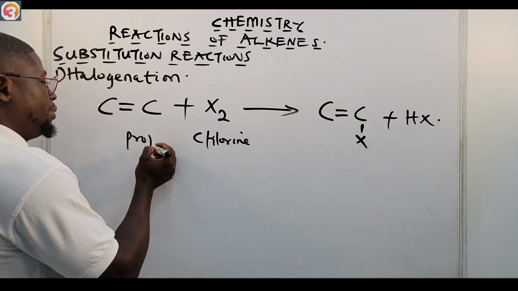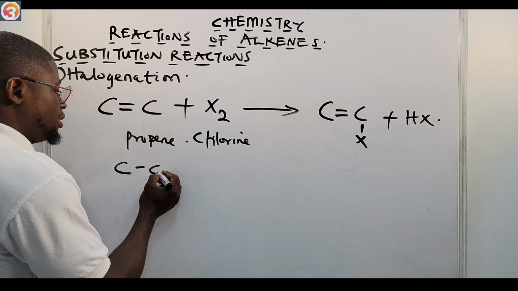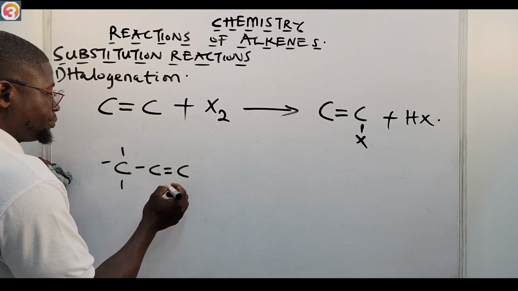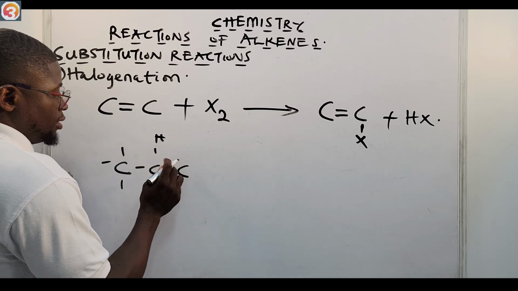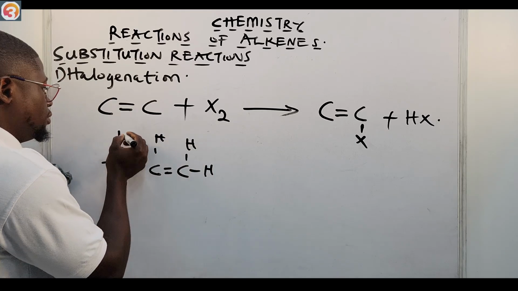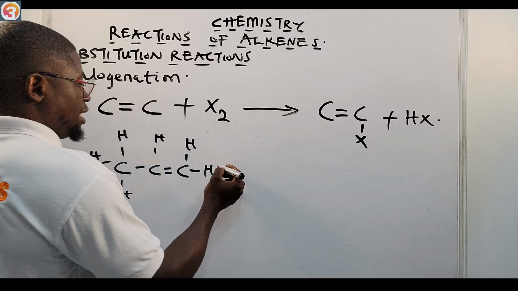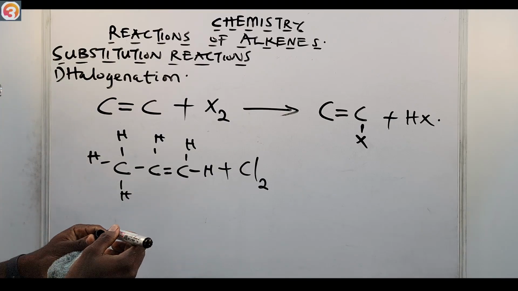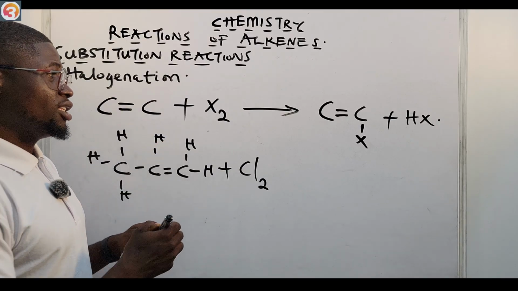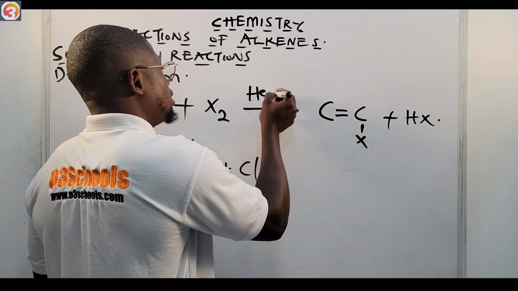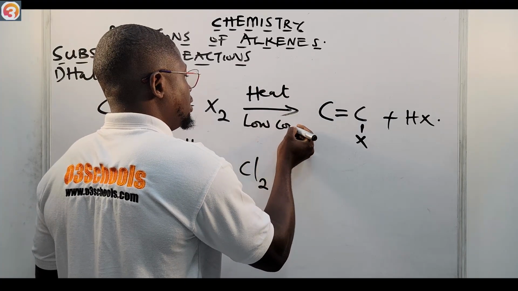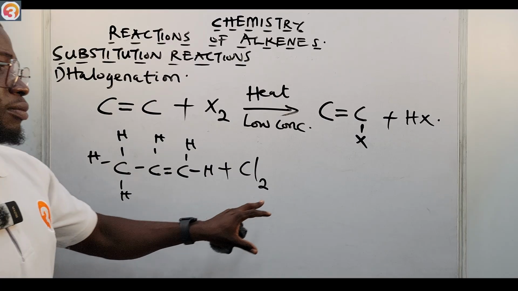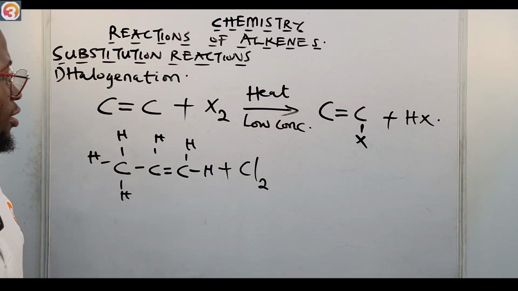I want propene now. So we're going to have a C bonded to C, then we can complete our structure. Then plus chlorine, Cl2. Remember that we use heat. In the presence of heat, low concentration of chlorine, resulting in the formation of this. So now let us continue.